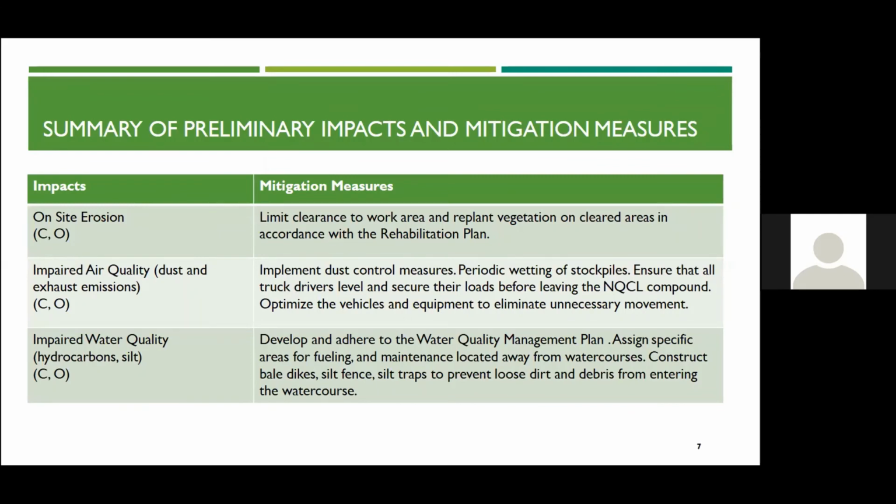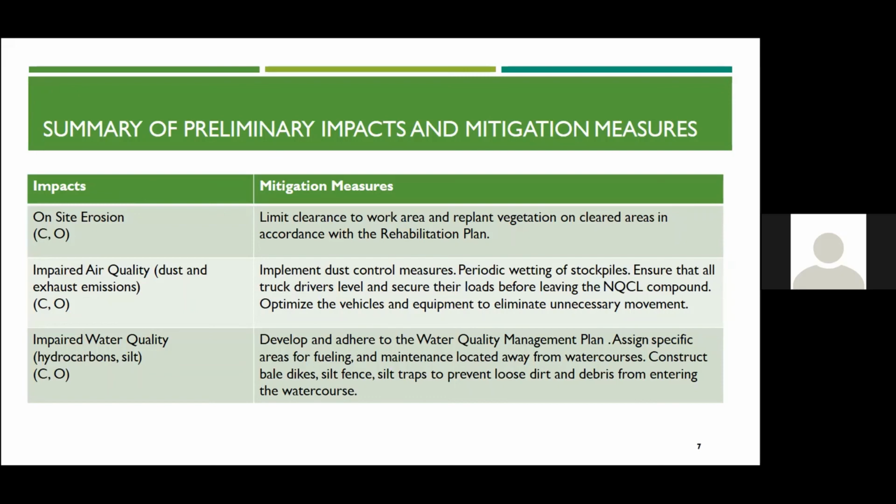So these are some of the preliminary impacts and their suggested mitigation measures. This is preliminary. This was a preliminary identification that was done during the CC application process, and the analysis of impacts as part of the EIA has not been started as yet. So on-site erosion: limit clearance to work areas, and replant vegetation on cleared areas in accordance with the rehabilitation plan. This is applicable both to construction and operation. That's why you see a C and an O underneath there. It's applicable to both phases of the project.